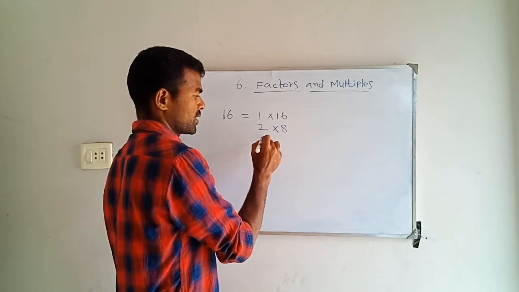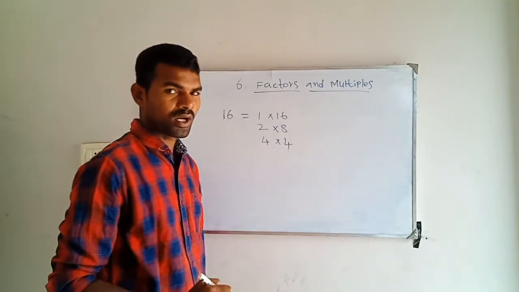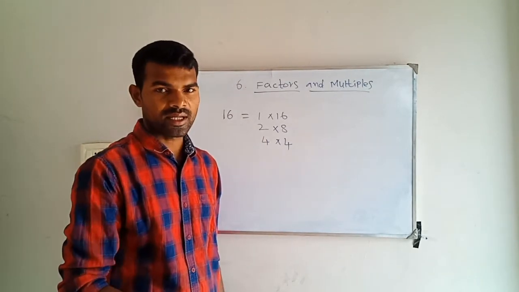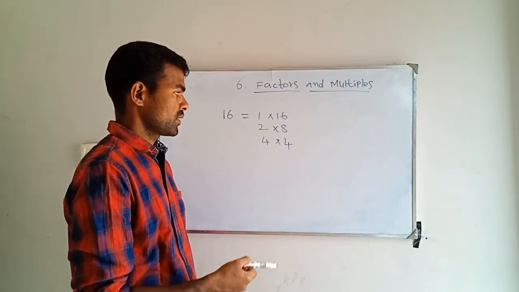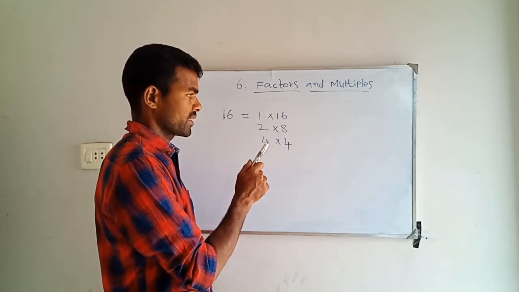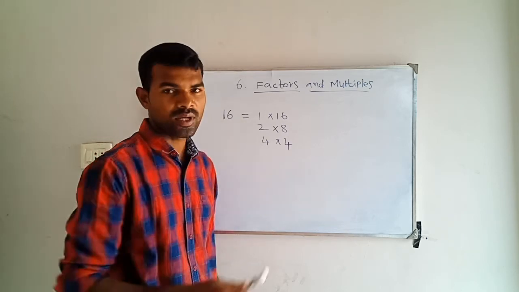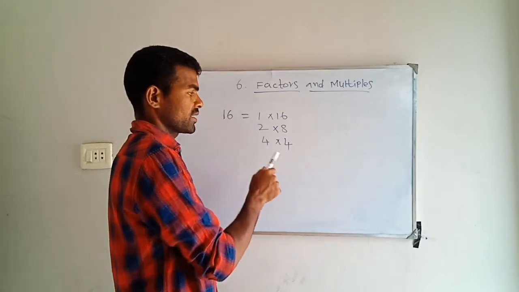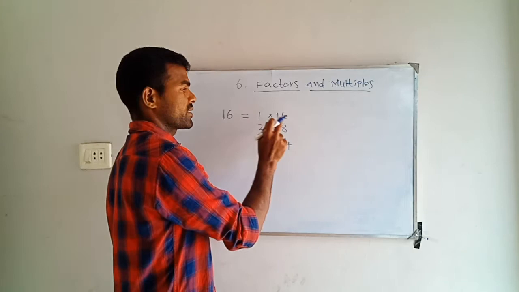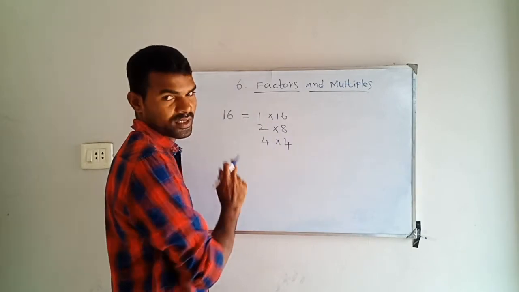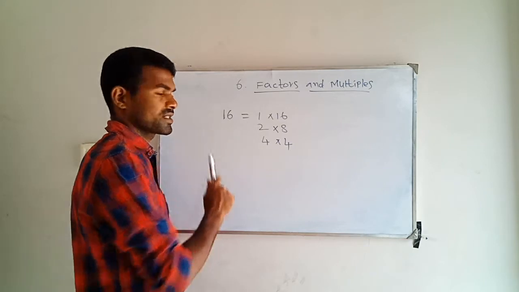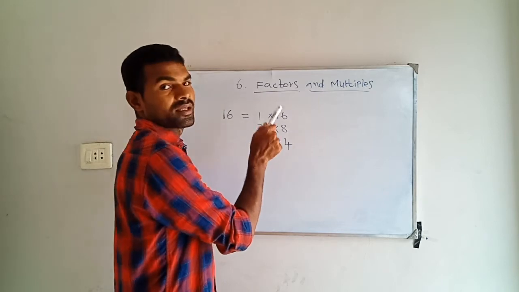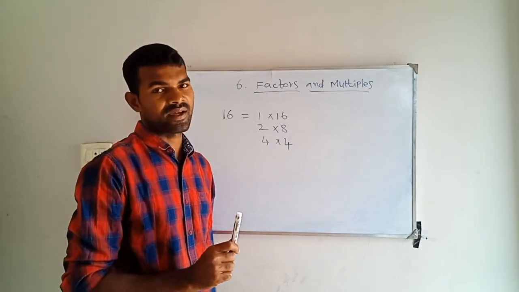Yes, we have 4, 4. 4 times 4 is 16. Except these numbers, are any other numbers left? No, only with these numbers will we get 16. For 16, the pairs are 1 and 16, 2 and 8, 4 and 4. So what are the factors of 16? You can tell: 1, 2, 4, 8, 16.